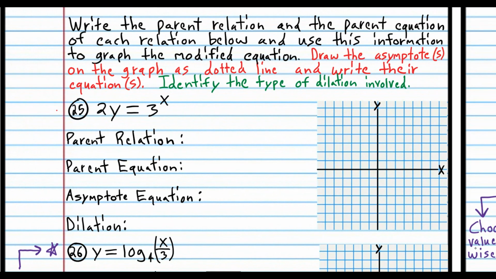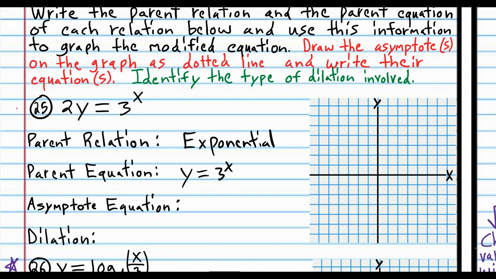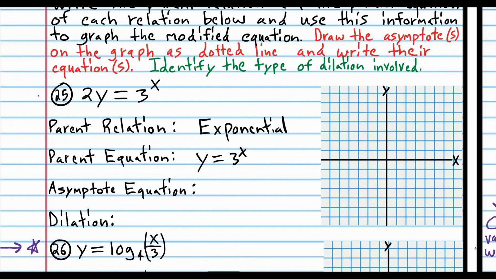So we have the same problems here. We have a variable in the exponent, so obviously this is an exponential parent relation. The parent equation is y is equal to 3 to the x. Again, you should have your library right in front of you. And notice that we're multiplying the y value. So we're doing something to y, so it's going to be a vertical dilation. And when you multiply, remember, multiplication means compression, so it's a vertical compression.